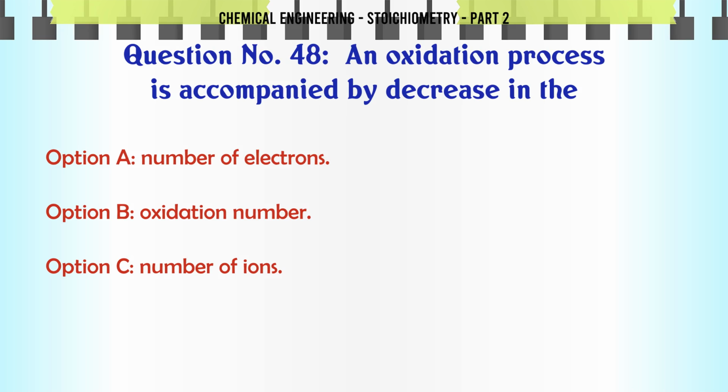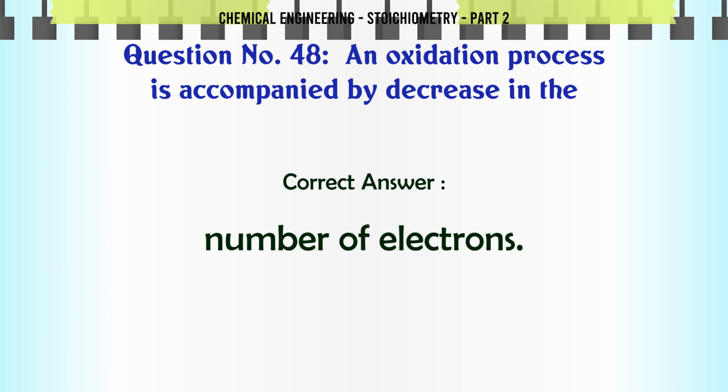An oxidation process is accompanied by decrease in the A. number of electrons, B. oxidation number, C. number of ions, D. all ABC. The correct answer is number of electrons.